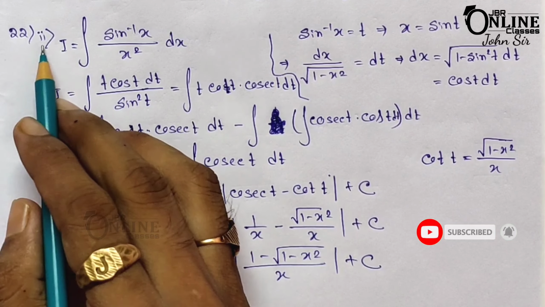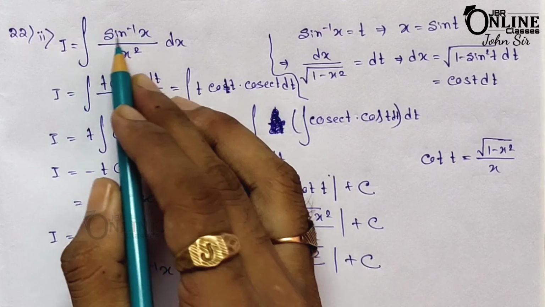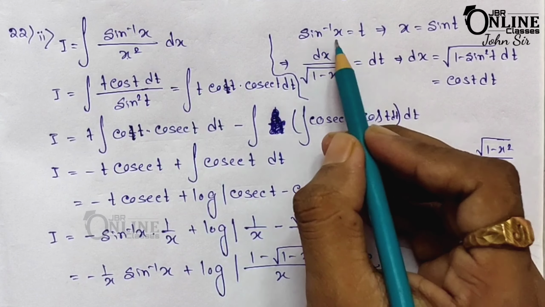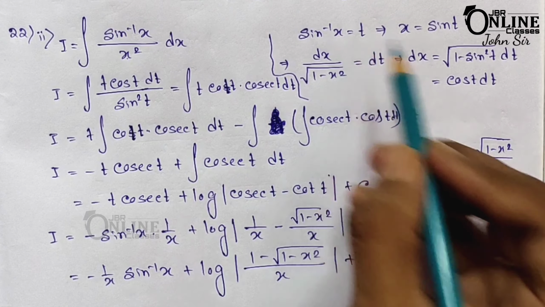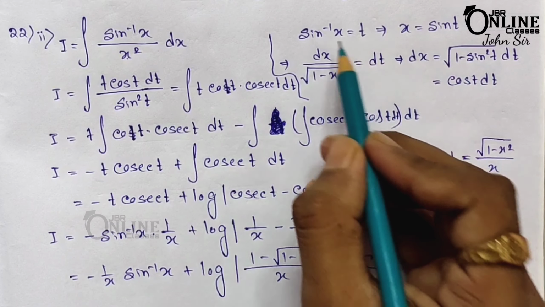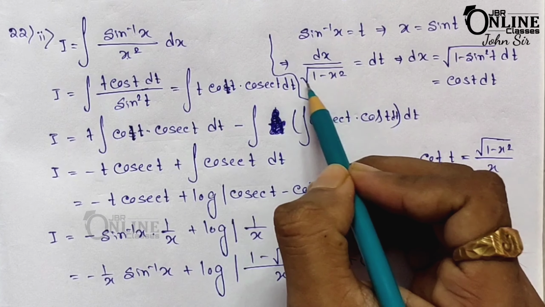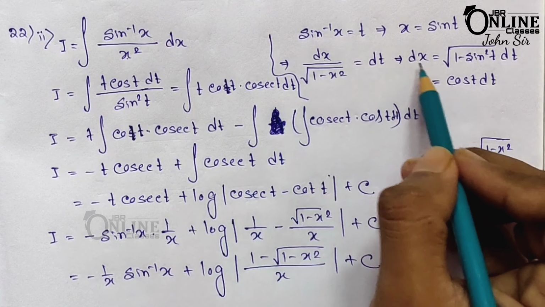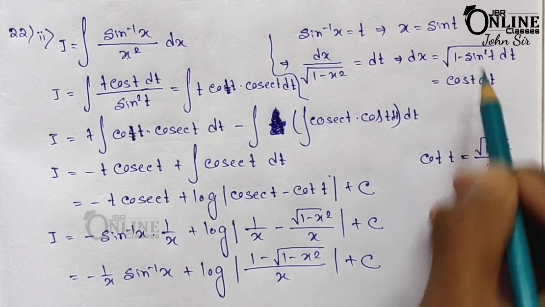Now the last one. So here 22, I equals integration sin inverse x by x square dx. So first let sin inverse x equal t, then x equals sin t. Now the derivative of this one will be dx by root over 1 minus x square, that equals dt. So from that dx equals dt into this square root.